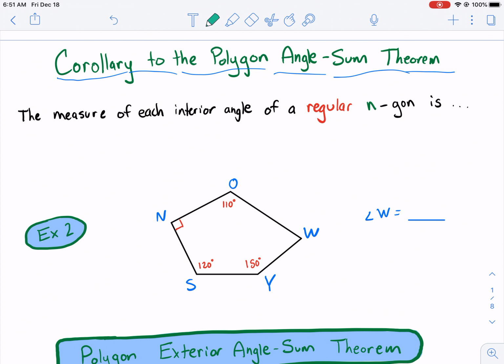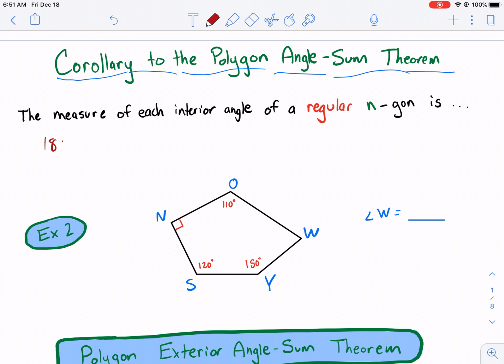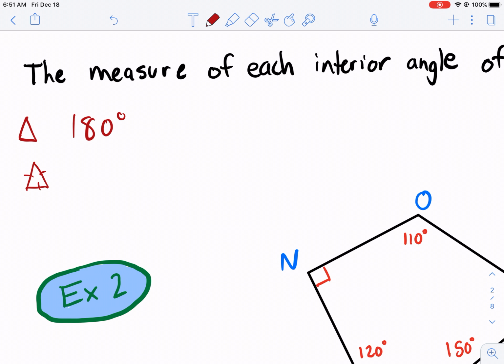Corollary to the Polygon Angle-Sum Theorem: the measure of each interior angle of a regular n-gon is... Now, if we're talking about each, for example, let's break down 180 degrees. That's a triangle. If it's a regular triangle, what does that mean? It means all the sides are equal, so it's an equilateral triangle. Regular and equilateral triangle are synonymous with each other, for the record.